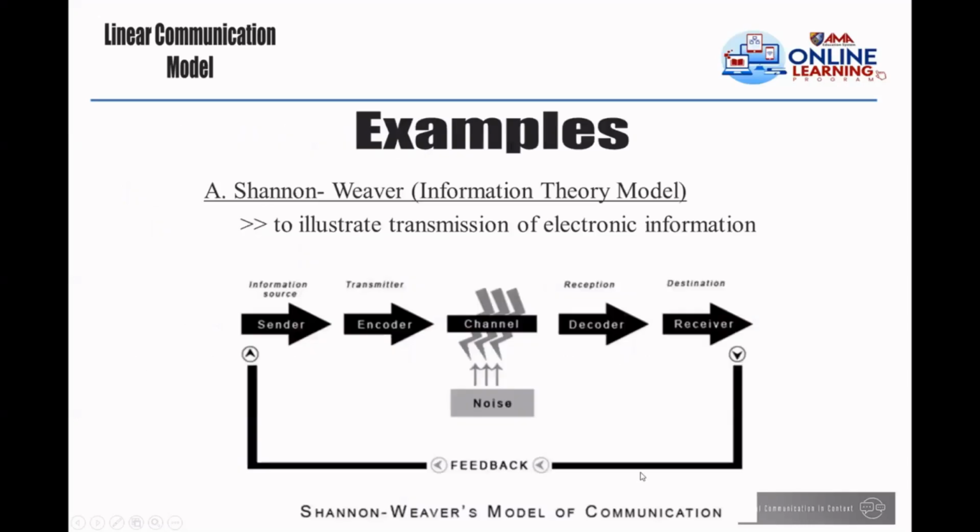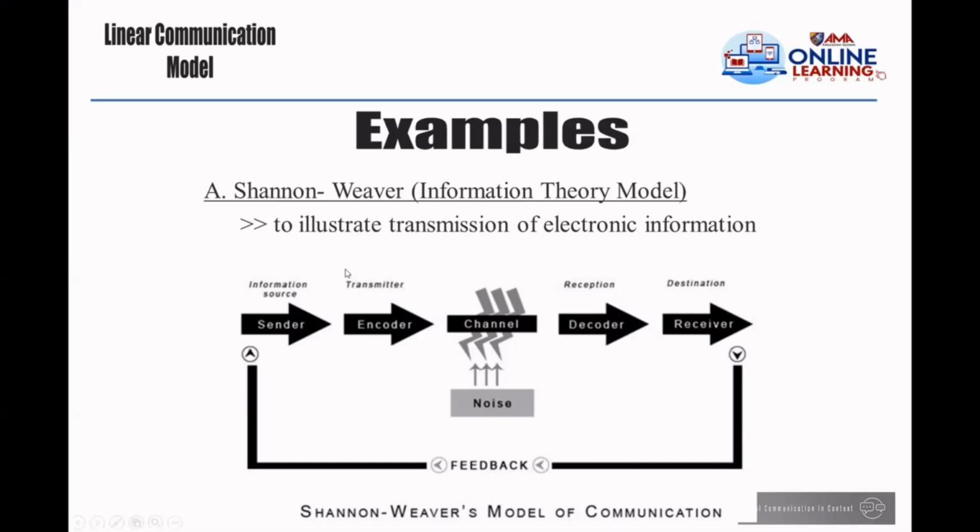Okay, the last example for the linear communication model, the Shannon-Weaver. This is the second to the last. Shannon-Weaver information theory model. This is not about face-to-face interaction or communication. This is about the transmission of electronic information using technology, using devices, using internet connection. The Shannon-Weaver information theory model was developed to illustrate the transmission of electronic information. This is in 1948.